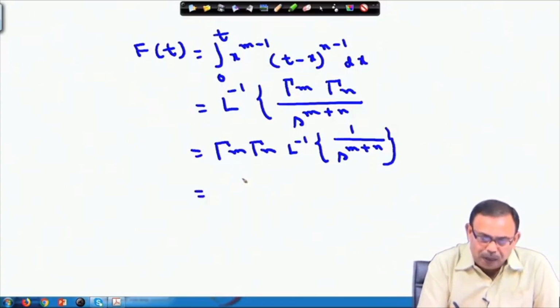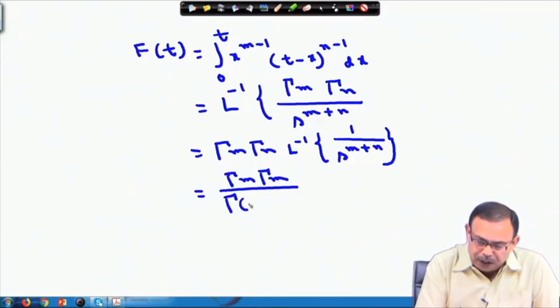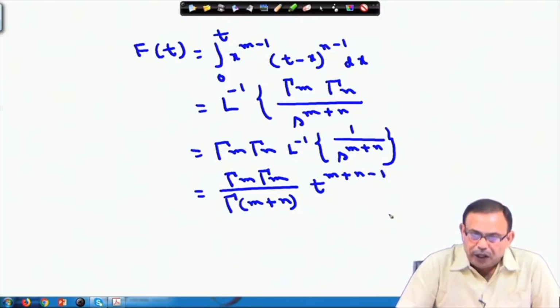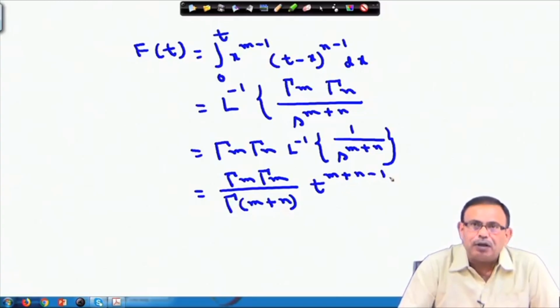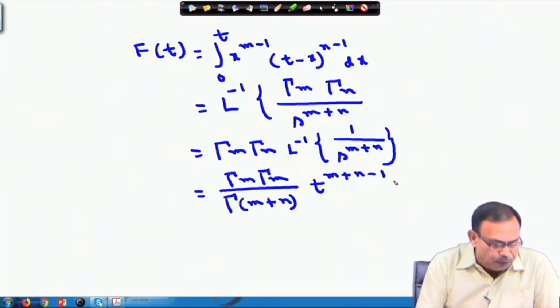So, it will be gamma m gamma n divided by gamma m plus n into t to the power m plus n minus 1. So, f(t) you are getting as gamma m gamma n by gamma m plus n into t to the power m plus n minus 1. So, now put t equals 1.